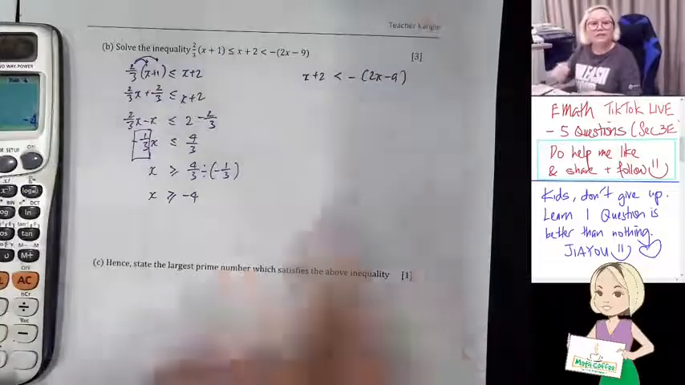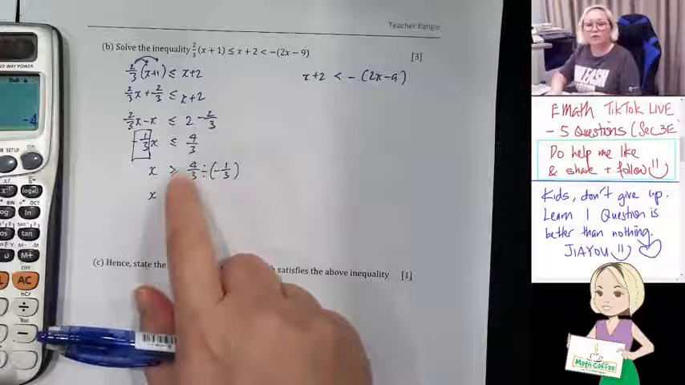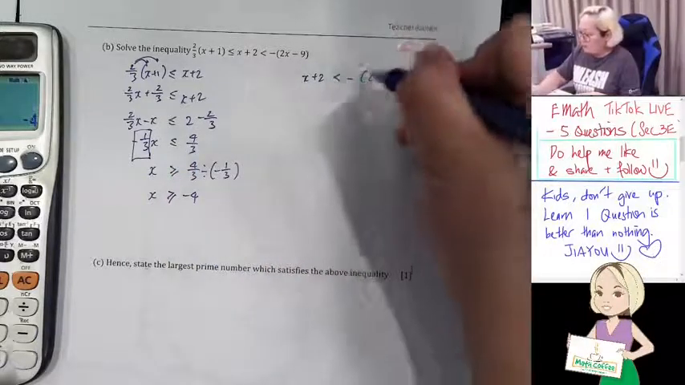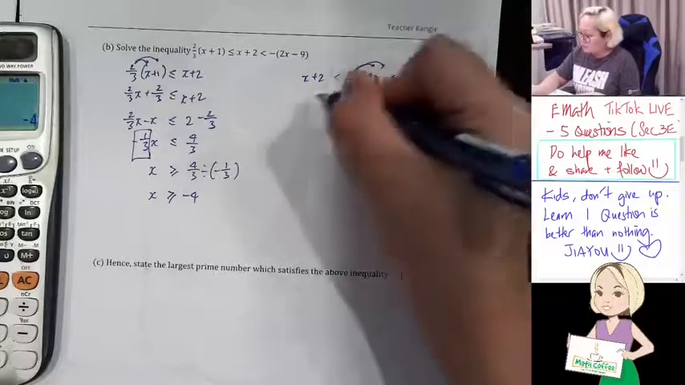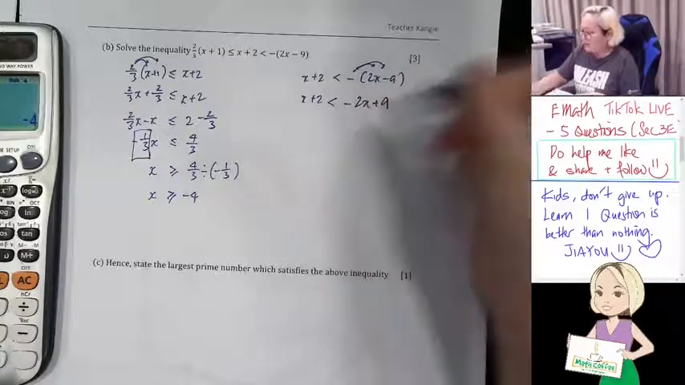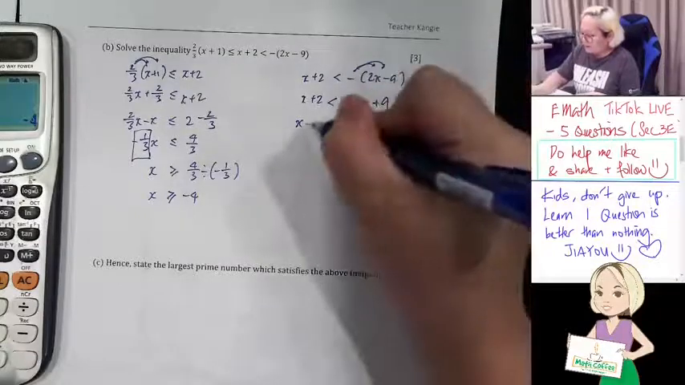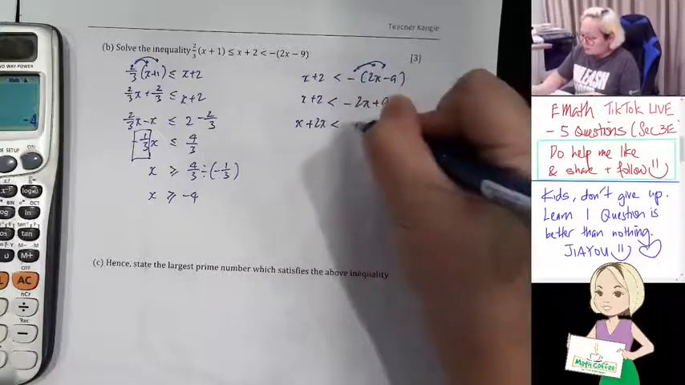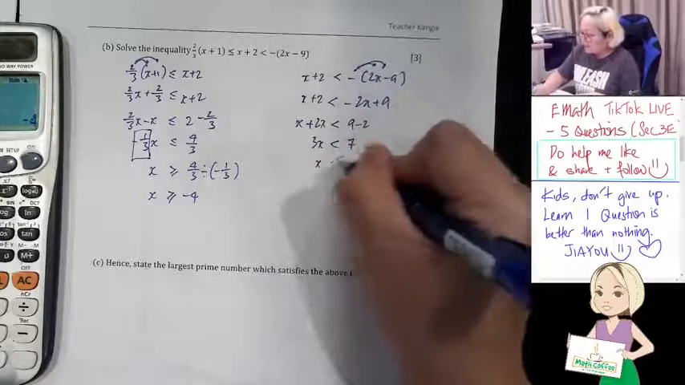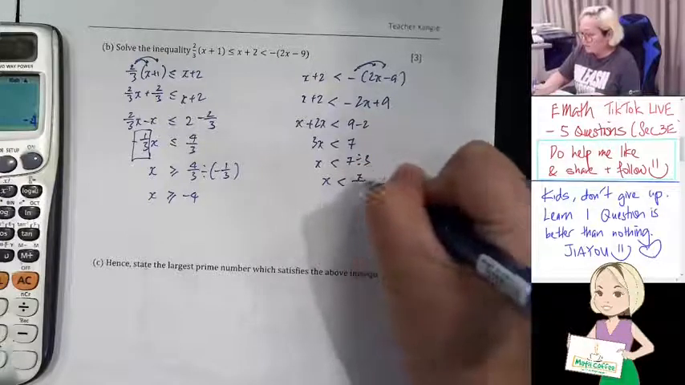So over here, this is just a linear equation. The only difference is when you divide by negative, you need to flip the sign. So come back to here. I need to expand this part first. So it will be x plus 2 less than minus 2x minus minus is plus 9. Same thing, I'm going to put all the x to the left hand side. So it will be x plus 2x, 9 minus 2, so it's 3x less than 7. So my x is 7 divided by 3.